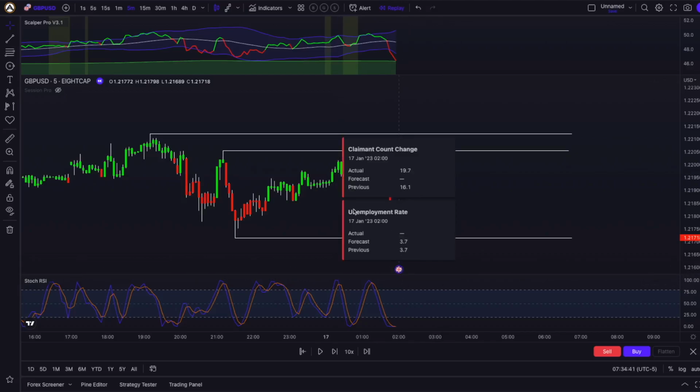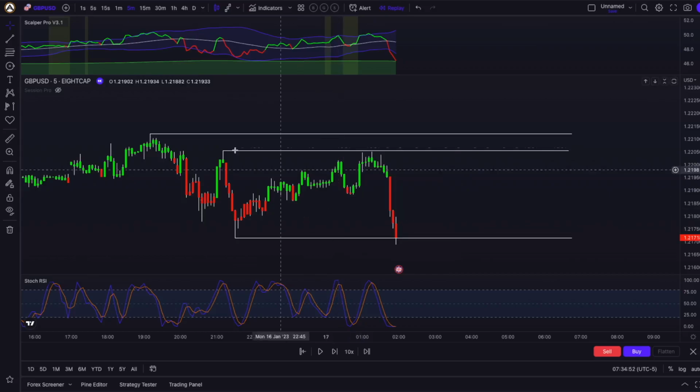We have the unemployment rate for the British pound and the claimant count change. I'm not really sure what this news is about, but I'm very certain that the unemployment rate is a high impact news event for the British pound. So make sure to check your news events with Forex Factory.